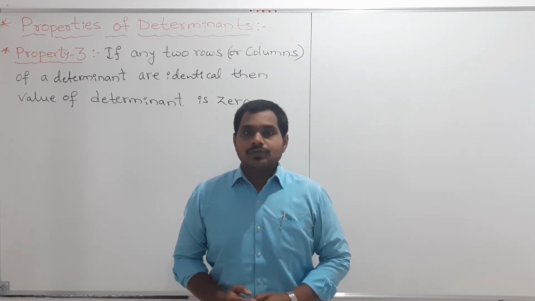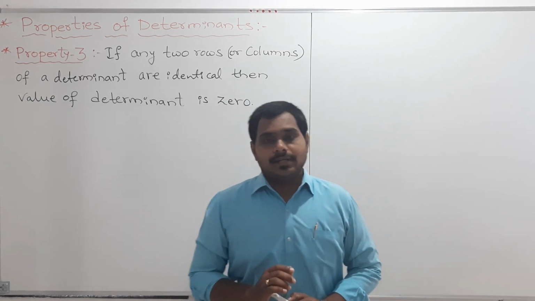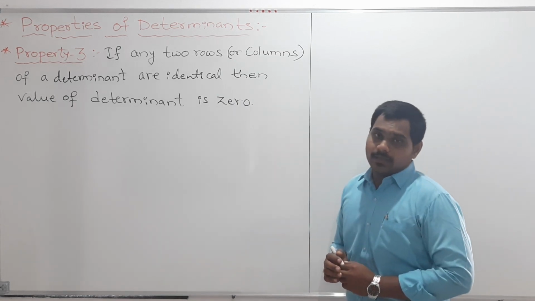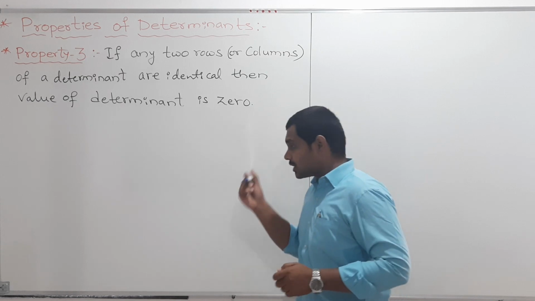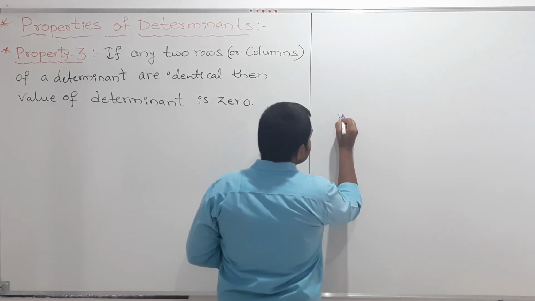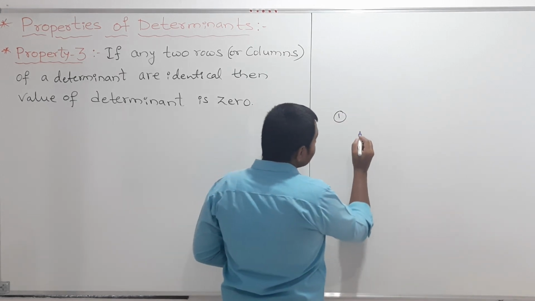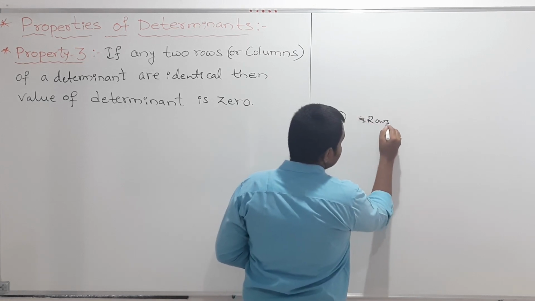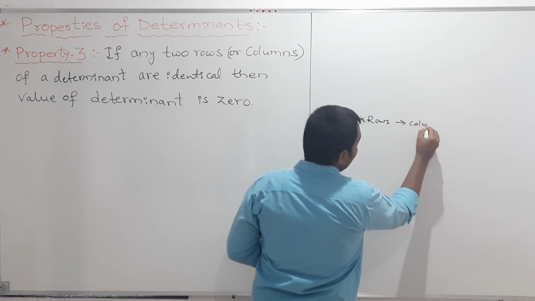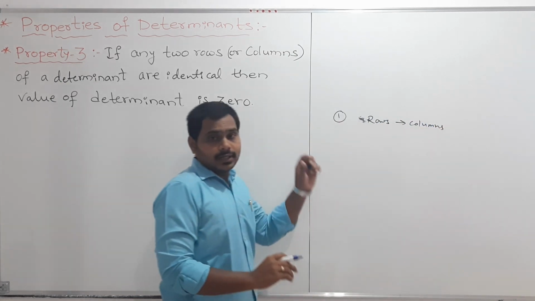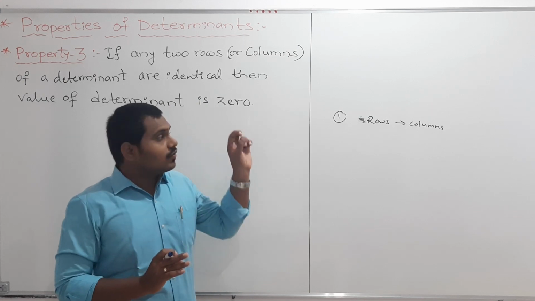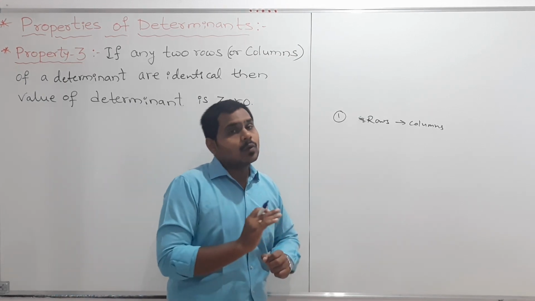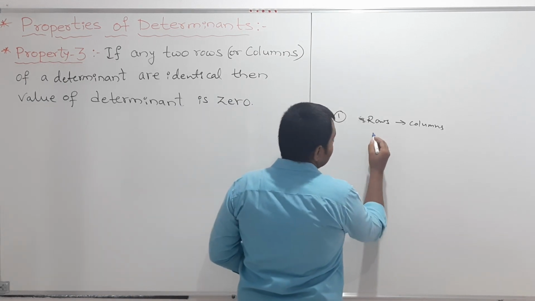In the previous videos, we discussed properties of determinants. We discussed the first two properties. The first property I discussed is, my dear students, if you interchange rows into columns in any given determinant, then the value of the determinant won't change. That is the first property we discussed.